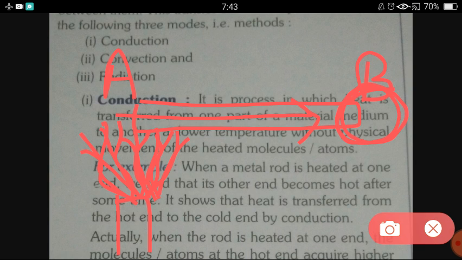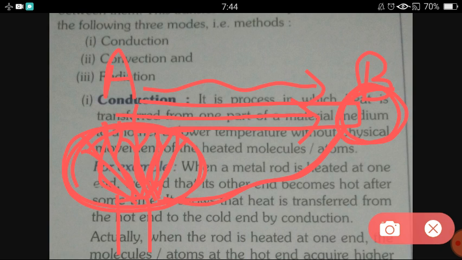In this case, the source of heat has not come here. The source of heat was at its particular place only, but the heat energy has transferred from point A to point B. And when it has transferred from point A to B, there is no actual motion of particles.